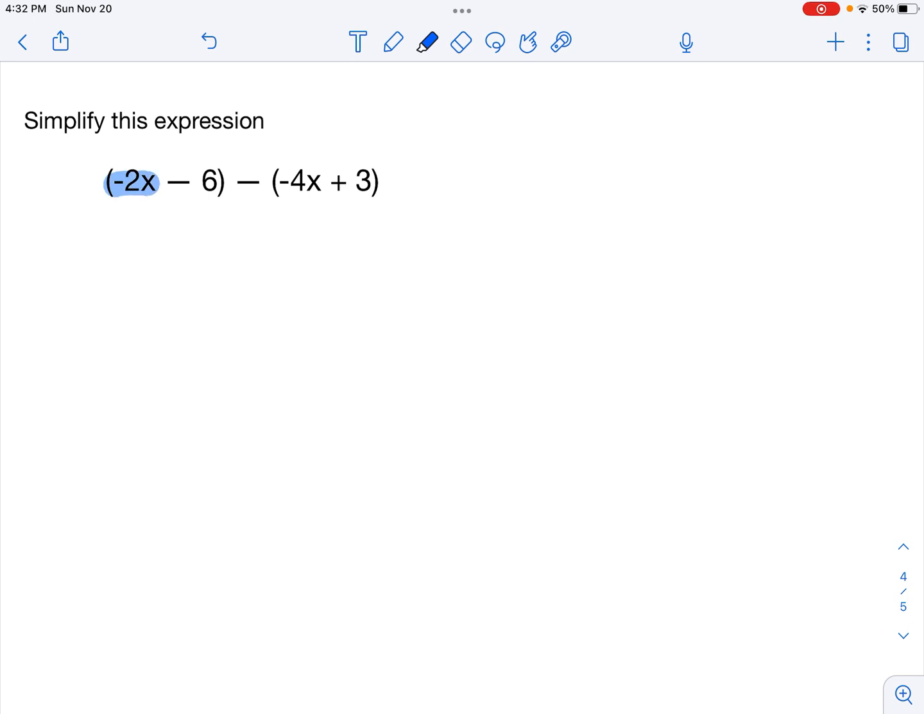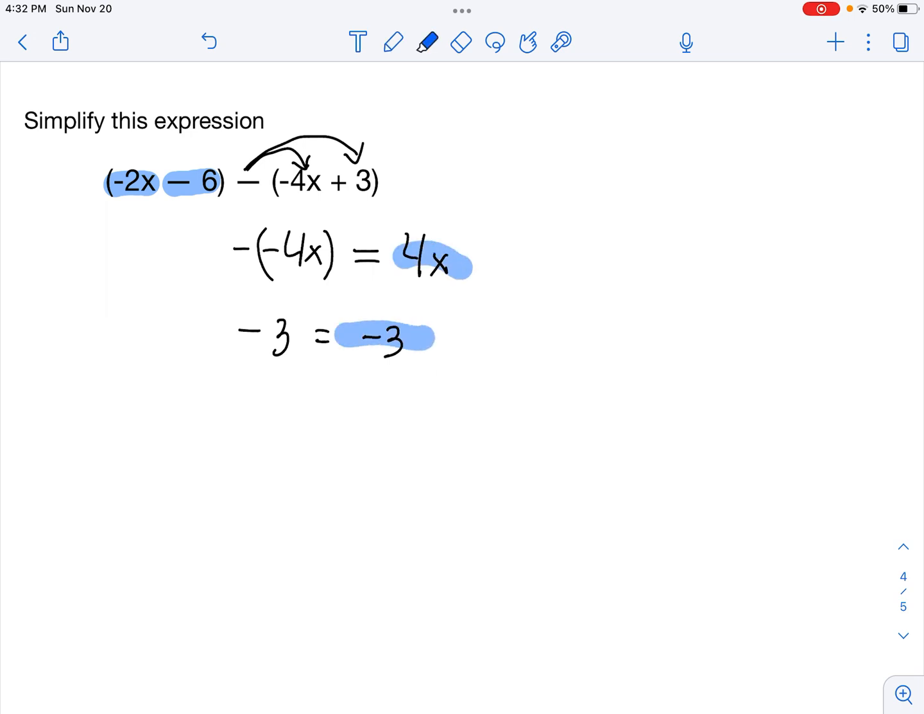I have negative 2x, negative 6, and then I'm subtracting two terms. When I'm subtracting something in parentheses, that means I'm subtracting both terms. Well, let's think about if I'm subtracting negative 4x. That's equivalent to just adding 4x. And if I'm subtracting 3, well, that's the term negative 3.